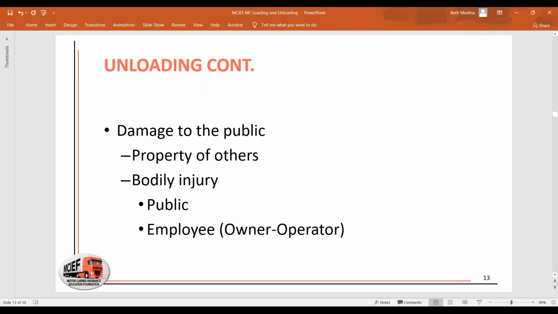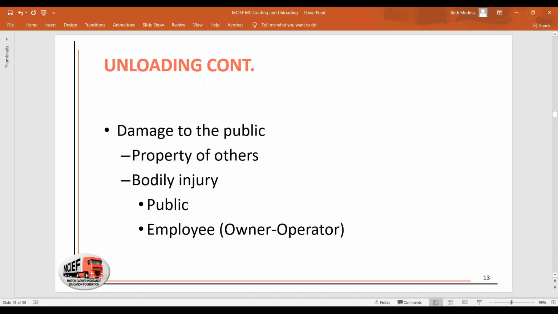So let's talk about damage to the public. It could be property of others, where your insured could run over a customer's equipment. They could put liquid in the wrong container. They could damage the container when they put it in here, or they could damage the public. They could run into somebody, a customer's employee. They could run into somebody just in the public, or even the employee, the owner operator, could be hurt during the loading and unloading, or during the unloading process.